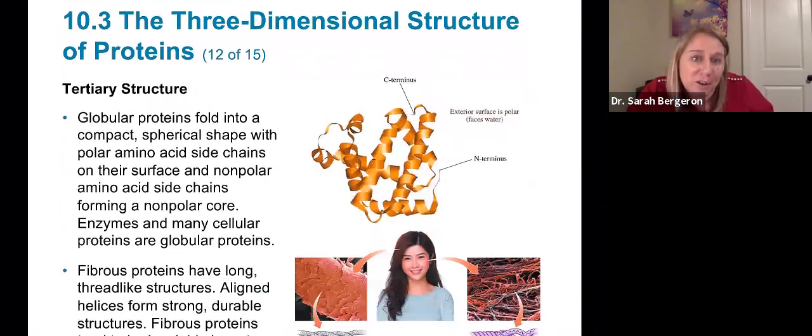Okay, so tertiary structure, like we said, is how all of those beta sheets and alpha helices interact with one another. And so what ends up happening is you get the overall shape of a protein from this three-dimensional structure. So globular proteins form basically a spherical shape, right? And you have those polar amino acids that hang out on the outside, and you have the non-polar forming the core because they're pointing inwards and they don't want to interact with water. And lots of enzymes and some different cellular proteins are globular proteins.